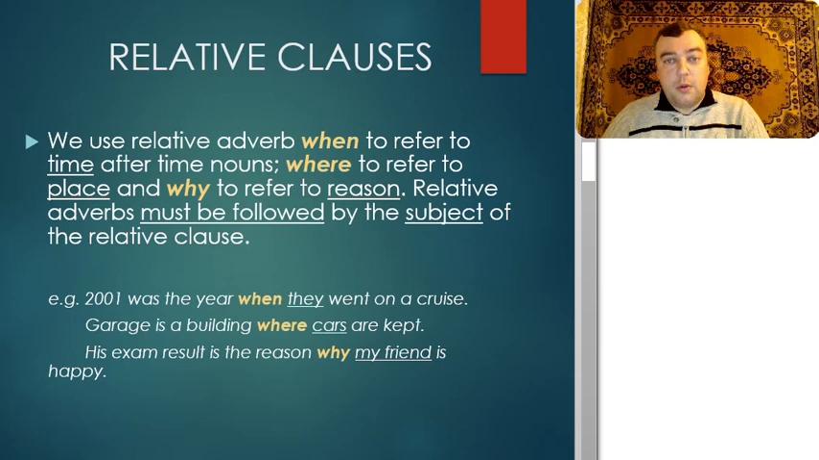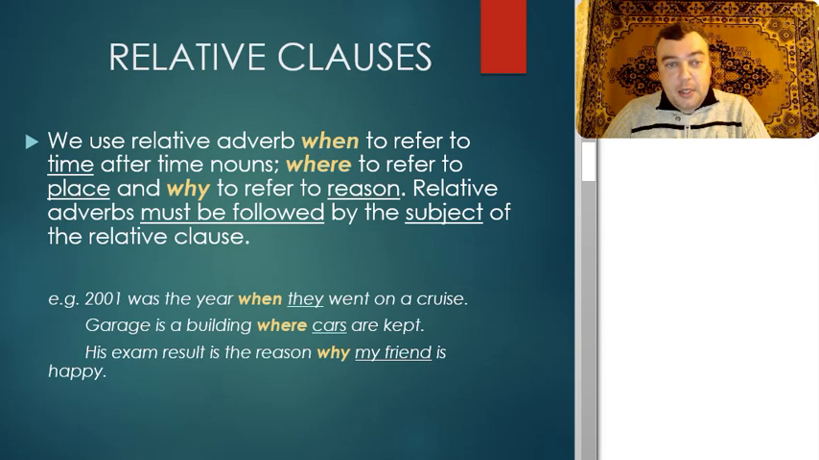We use the relative pronoun when in order to identify it with the relative clause. But we need such a relative clause which will have its own subject, and the subject is they. If there is no subject, this is grammatically incorrect. You cannot say 2001 was the year when went on a cruise. You always need to have a subject.